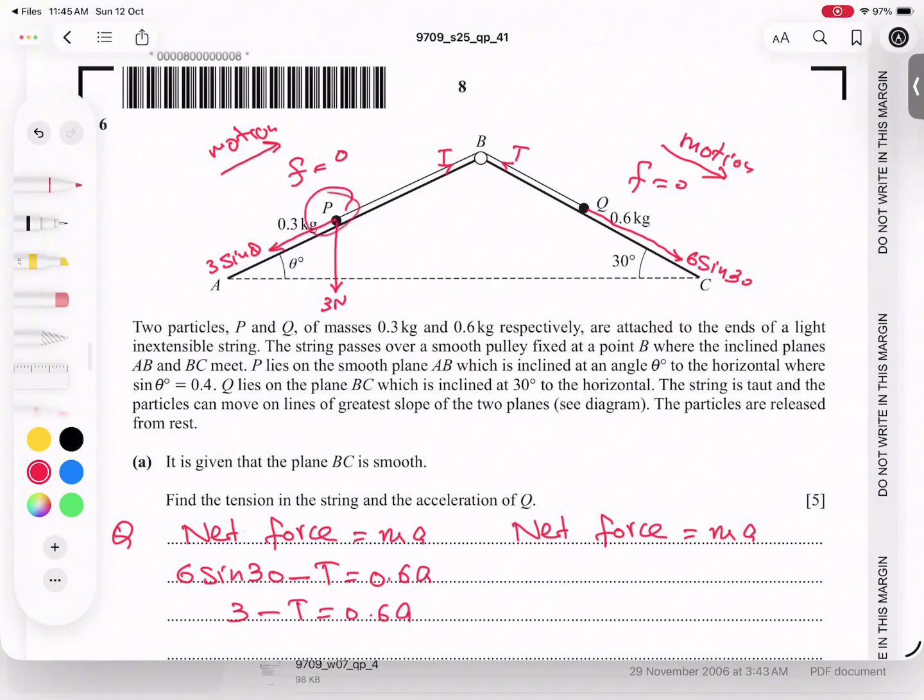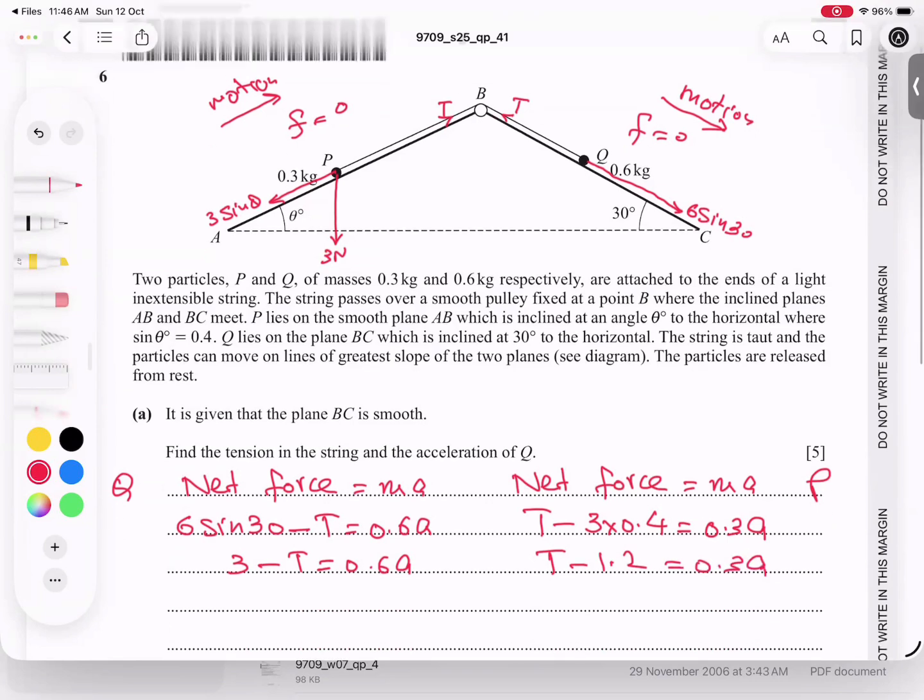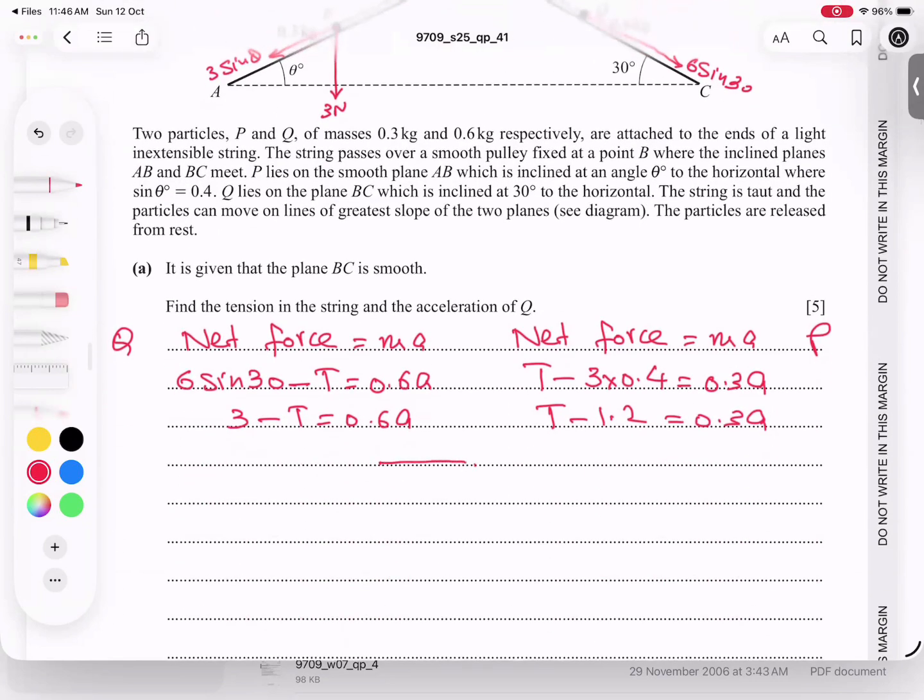When you talk about the P particle, what happens then? Because it is moving upwards, I'll start from tension. So tension minus weight component. So 3 sine theta, and sine theta is 0.4. I'm replacing it here with 0.4, and that is equal to ma. So I'm getting T minus 1.2. And I'm going to solve them simultaneously. Equations done. Now I'm going to copy both equations.